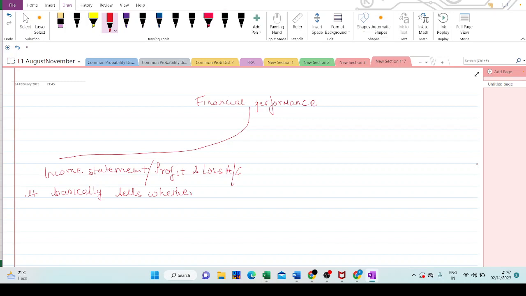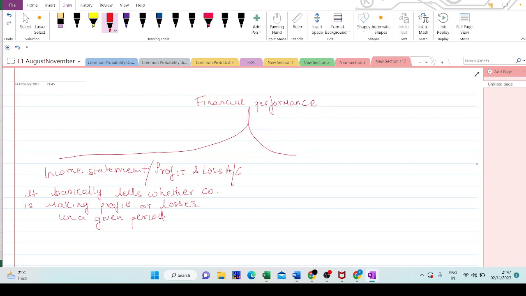Science students, please pay a lot of attention. This class maybe won't be repeated in the future, but today I'll tell you things in such a way that your mind gets crystal clear with respect to financial accounting. So it basically tells whether the company is making profits or losses for a given period. Right. So this is your income statement.